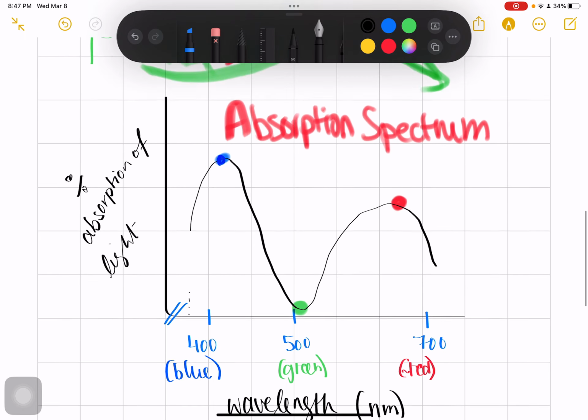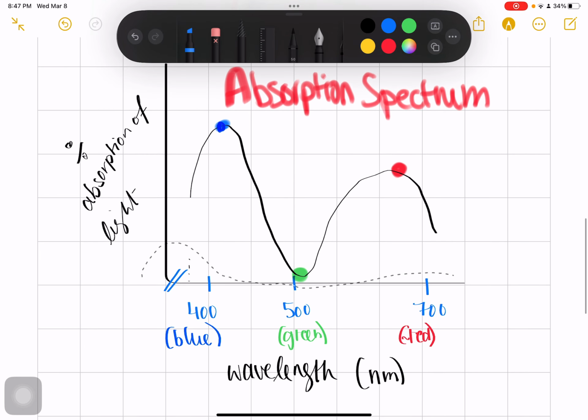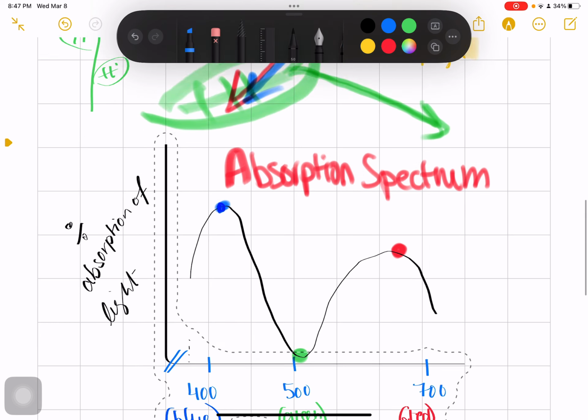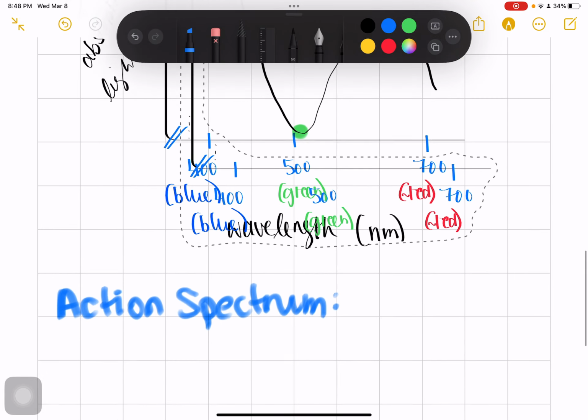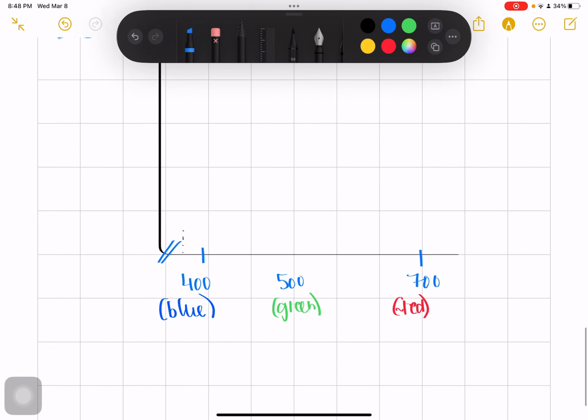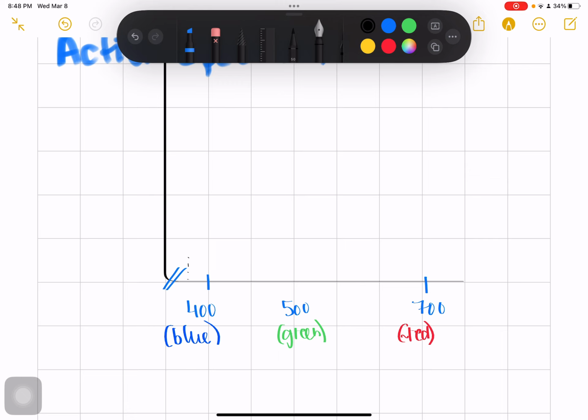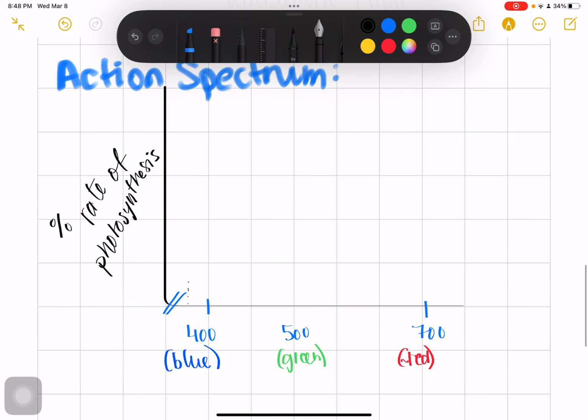So we're going to have a very, very similar graph, and that is why I'm going to just copy paste the x-axis, because it is actually going to be exactly the same. Duplicate. And we're going to have the same x-axis, so that's very easy for you to remember. The y-axis in this case is going to be the percentage rate of photosynthesis, which is similar to writing the rate of photosynthesis, but we're just going to write the percentage of the rate of photosynthesis.